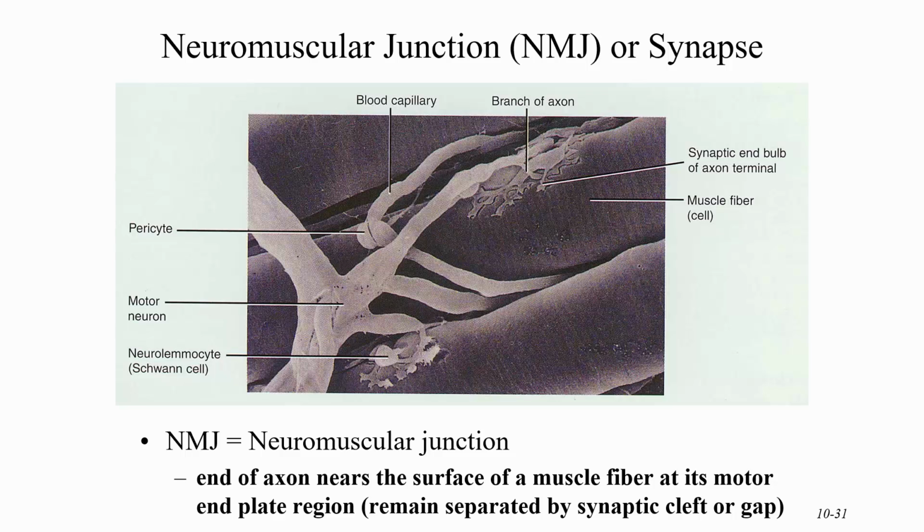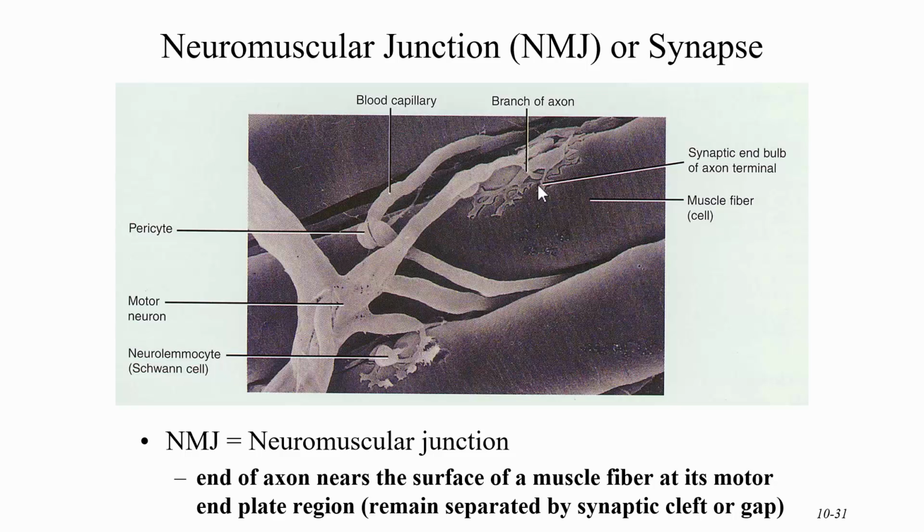And so continuing on, we're looking at what we call the neuromuscular junction, or we abbreviate it NMJ. It's also called the synapse. So the neuromuscular junction is the end of the axon near the surface of the muscle fiber or muscle cell at its motor end plate region, and it remains separated by a synaptic cleft or gap. In other words, right here, it does not actually touch the muscle.